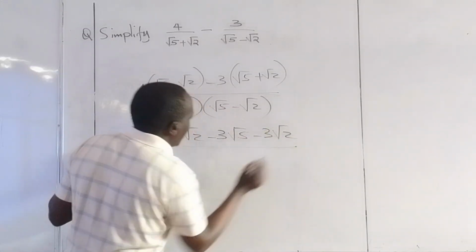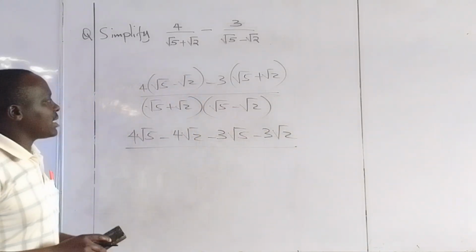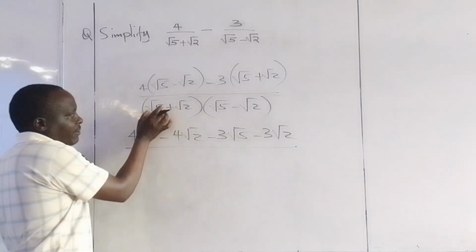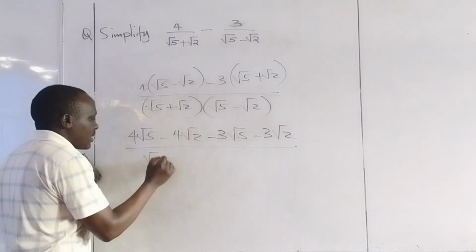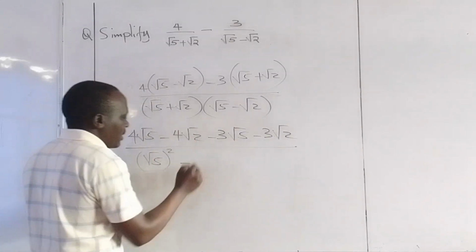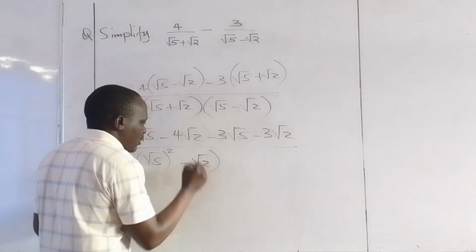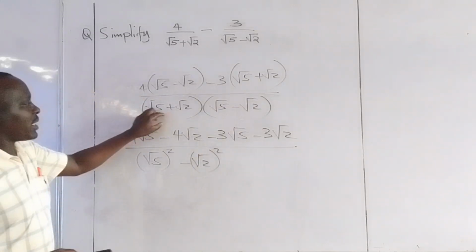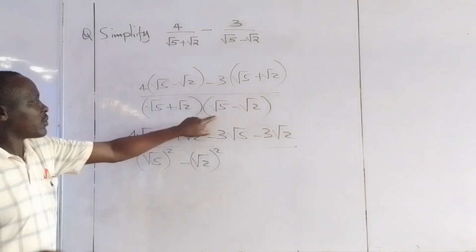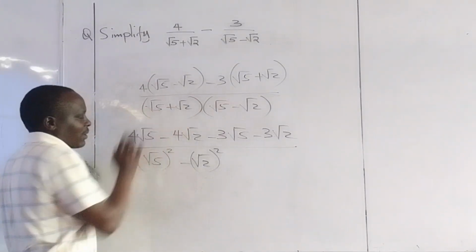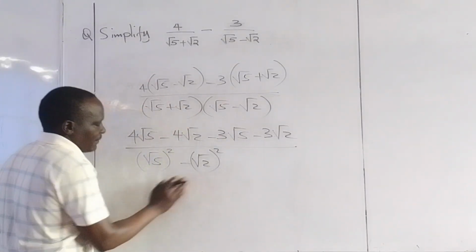Then for the denominator, we said this one is the difference of two squares. We are not going to open it using the long method. We'll just take the first one, that is surd 5 squared, minus the second, surd 2 squared. This one is what we call the difference of two squares. So this one we are not going to use the long method. We'll simply take the square of the first minus the square of the second number.